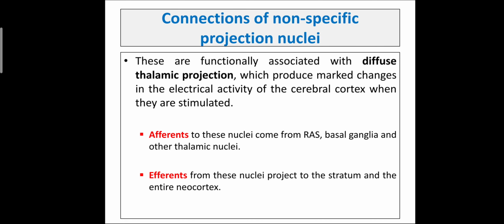Connection of non-specific projection nuclei. These are functionally associated with a diffuse thalamic projection, which produces marked changes in the electrical activity of the cerebral cortex when they are stimulated. Afferents to these nuclei come from the reticular activating system, basal ganglia, and other thalamic nuclei. Efferents from these nuclei project to the striatum and the entire cortex.